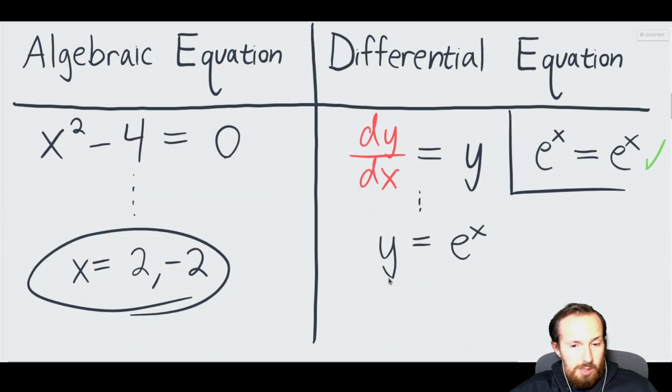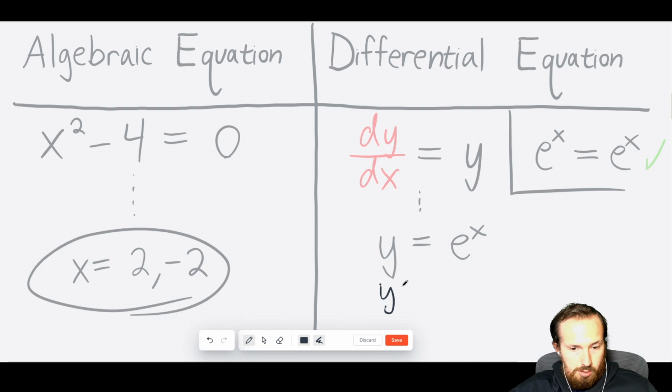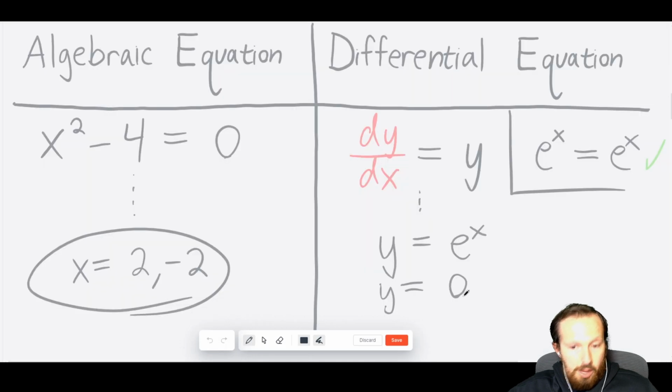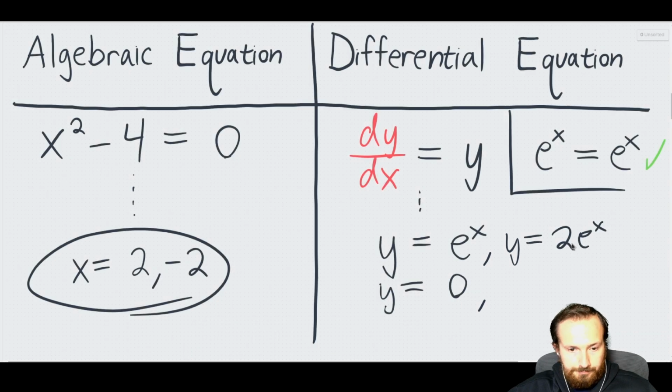But that's not all. There's actually a bunch of other equations that would work. If you think about it, y equals 0 would also work. And again, if you don't believe me, just verify it. Plug in 0 for y, and then on this side, what's the derivative of 0? Well, also 0. So if you plug this solution into the equation, you get 0 equals 0, which is also a true statement. Another solution, there's a bunch of solutions, but y equals 2 e to the x would technically also work.